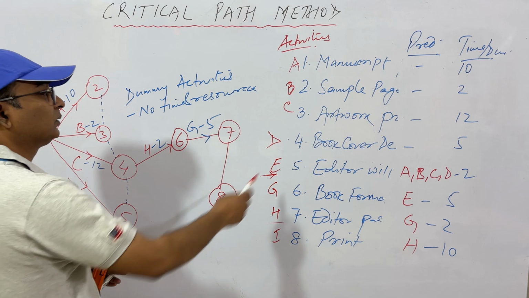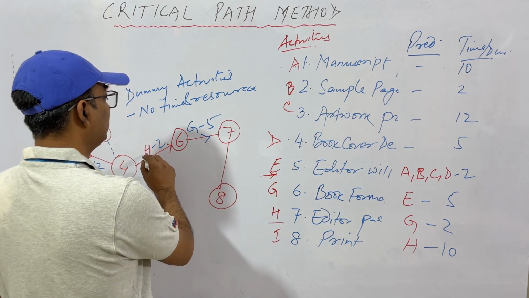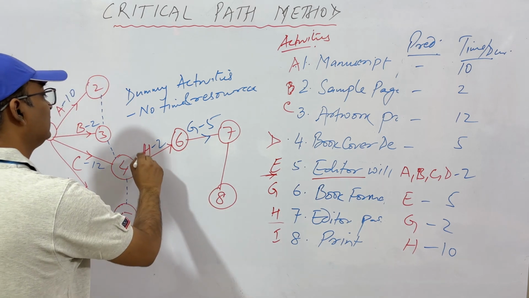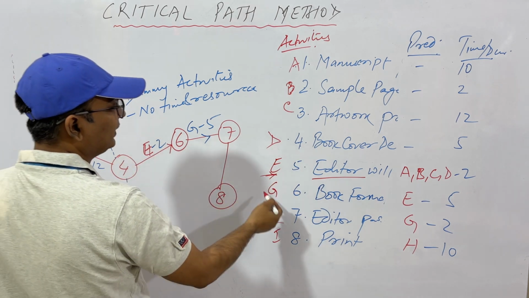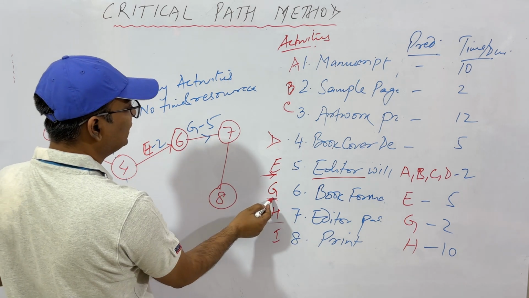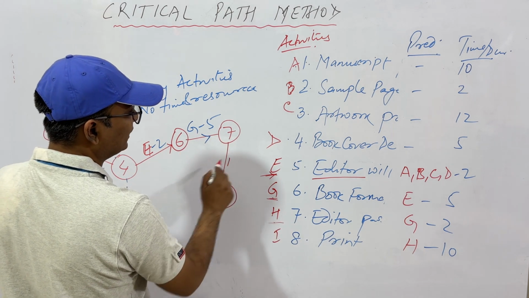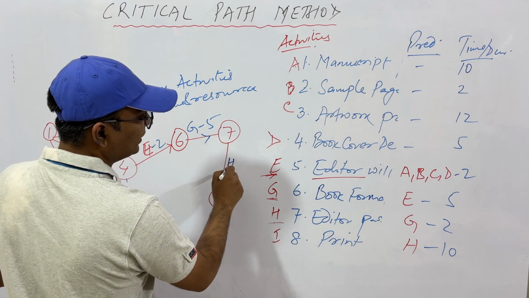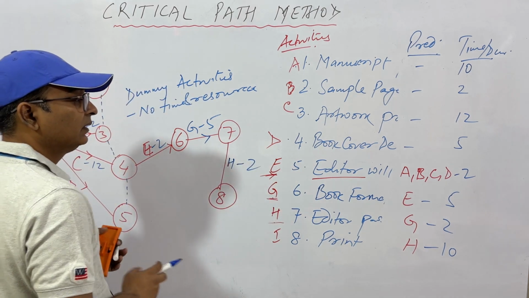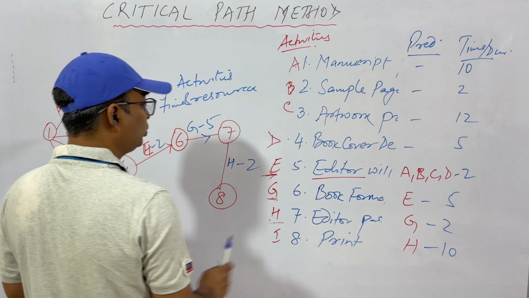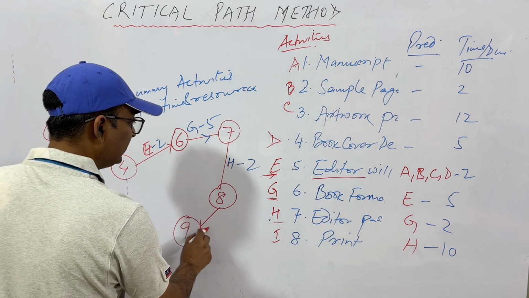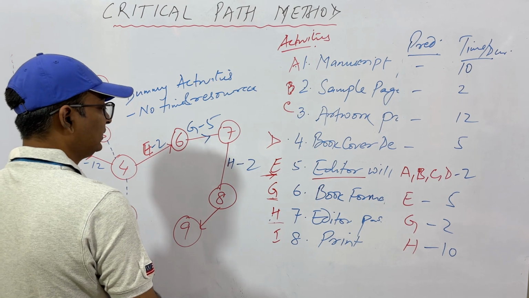No, actually I just got confused. This is not H, this is where the editor will pass, this is E. Then after E we have activity G. I have just skipped F, let it be. So this is G. Then from here you have the next activities, that is H, which takes 2 days, and then finally you have printing, and your project is completed. This is I, which takes 10 days.